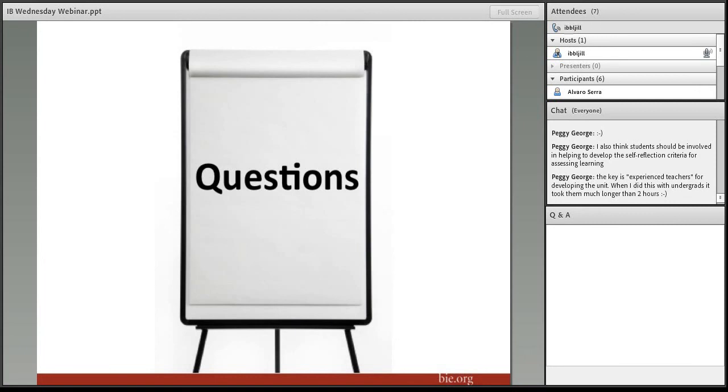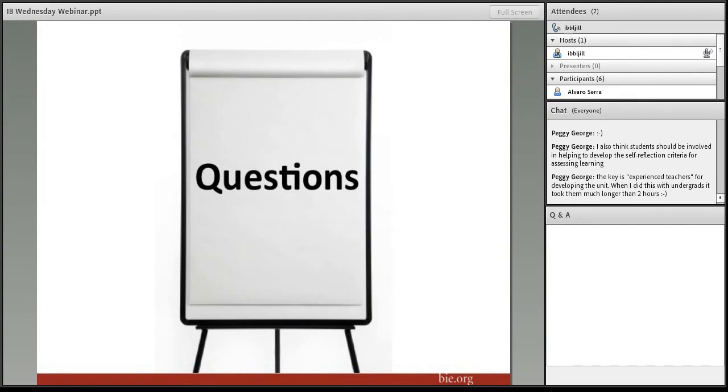And I love Peggy's comment about, I think that students should be involved in helping develop the self-reflection criteria for assessing learning. Absolutely. I was talking about this just last night with another national faculty member about rubrics and how if you have a 4-column rubric, you fill out the at-standard section for them. But you allow your students to fill out what it will mean to go above and beyond standard, and what it will mean to be below standard. Leaving that section blank lets students be part of that process, to help them figure out through revision and reflection how they're getting to at standard and above and beyond standard.